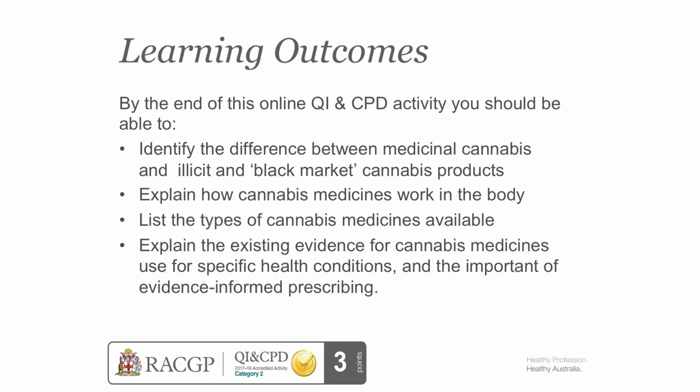I'd like to just quickly go over what our learning outcomes were. I'd like to hope that we have been able to demonstrate the difference between medicinal cannabis and illicit or black market cannabis. We've briefly spoken about how cannabis works in the body. We've looked at the cannabis medicines that are available at the moment in Australia, and we've also looked at a range of the existing evidence for where cannabinoids may be useful. Part of this discussion tonight is to help us as GPs to have these discussions with our patients. Whether we like it or not, there will be more patients coming to see us and asking about whether or not this is something that will be useful for them.